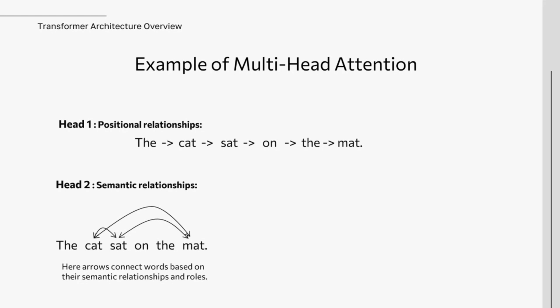Another attention head might focus on the semantic meaning of words. For example, this head understands that cat is an animal and mat is an object you sit on. It helps the model grasp the meaning of words and their relationships. In our sentence, this head might recognize that cat and mat are related through the action of sat, even though mat is further away in the sentence.